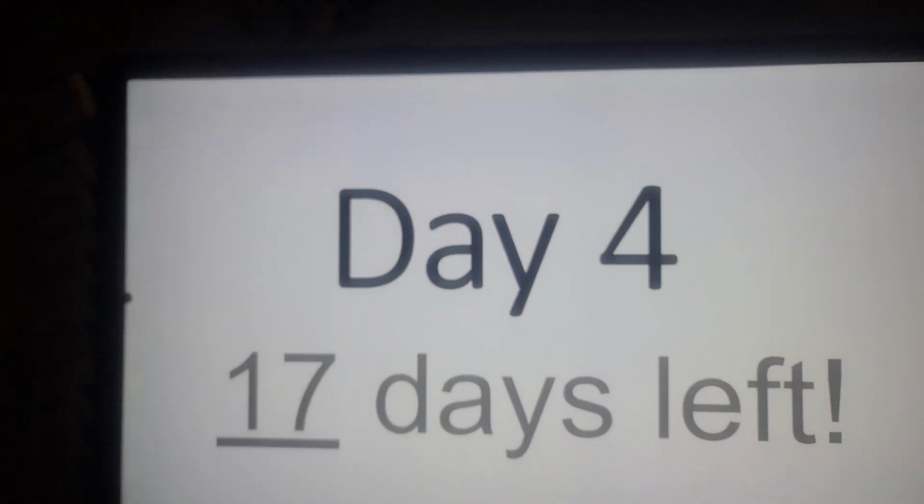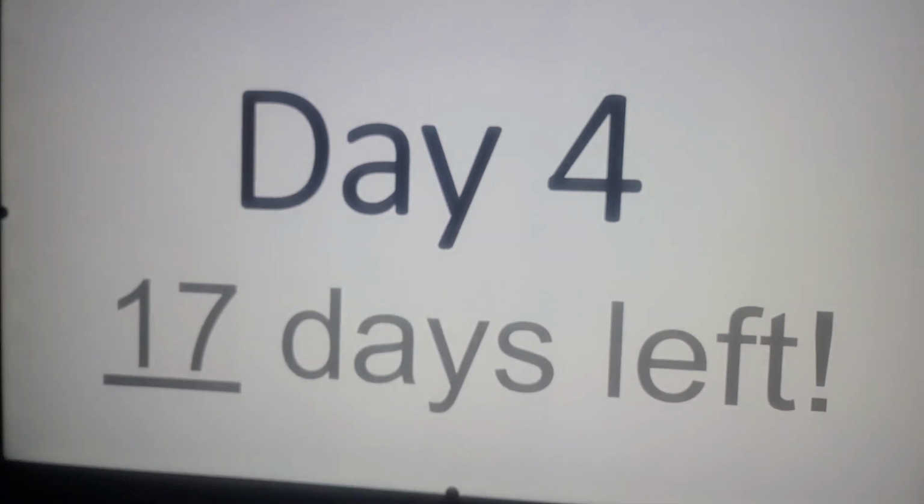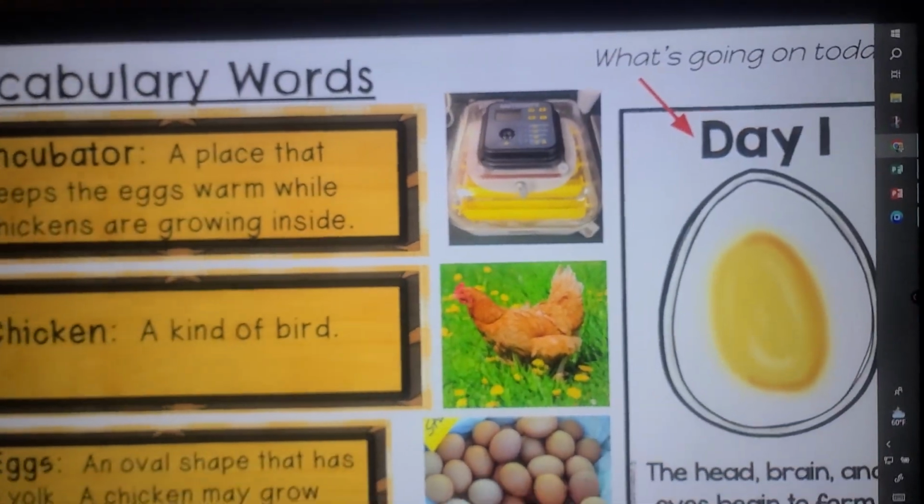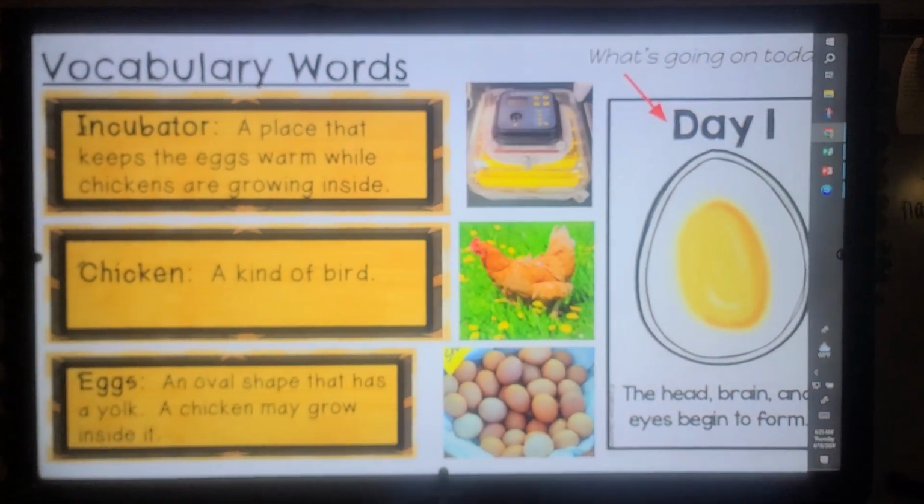Today is Thursday, April the 18th. We are on day 4 of our life cycle of a chicken unit. We have 17 days left. What we're going to do this morning is go through a quick review of what we've learned so far.